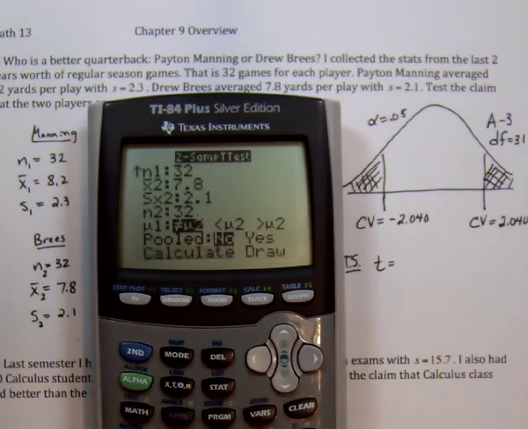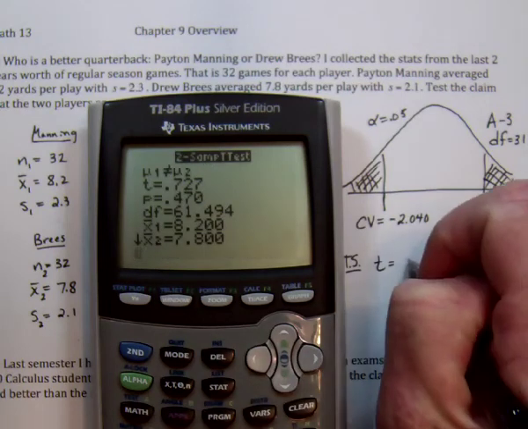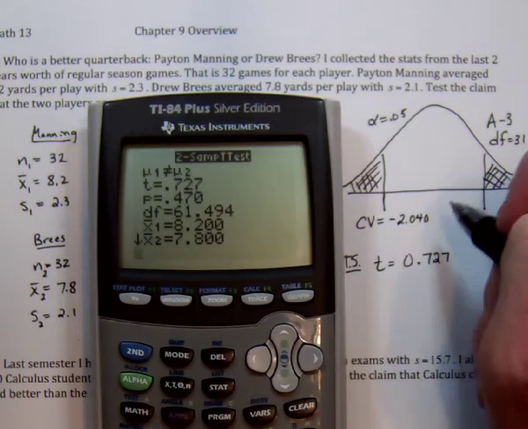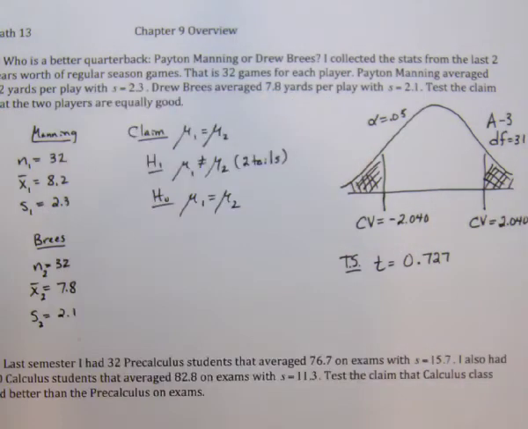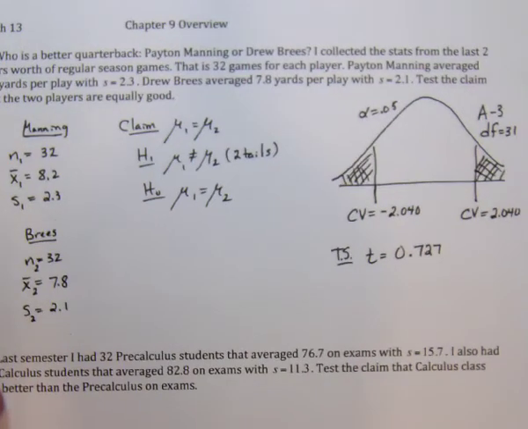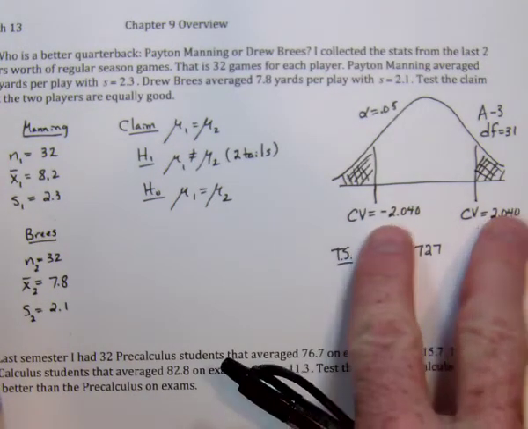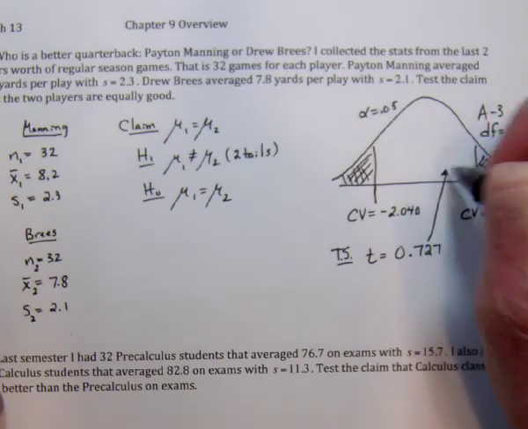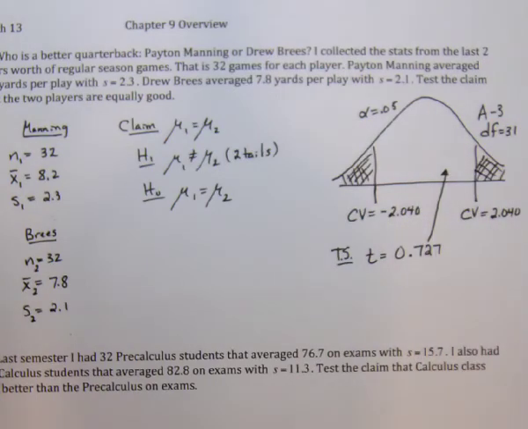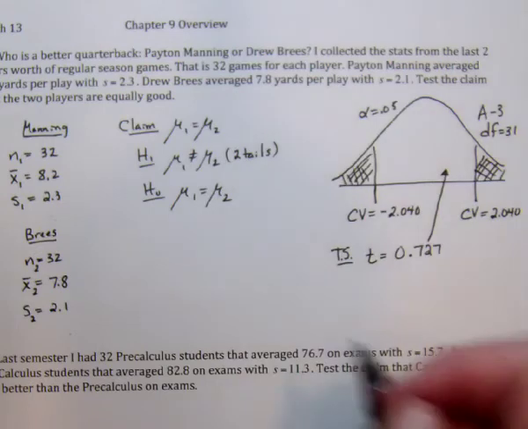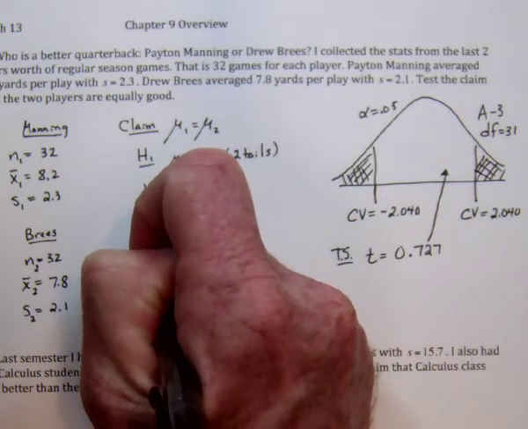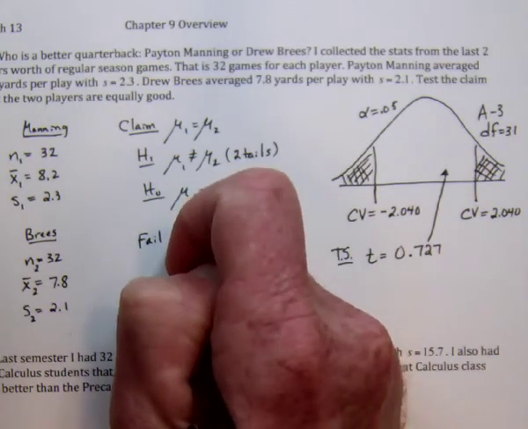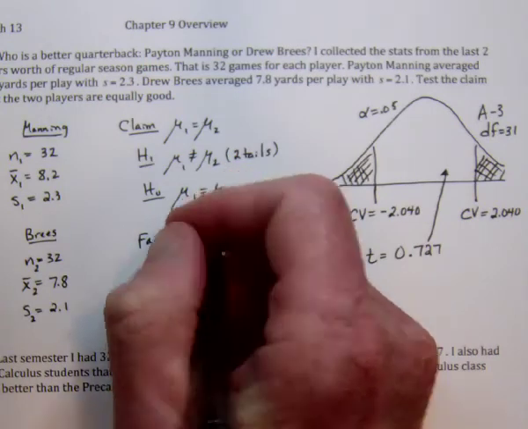And then calculate. So it turns out that t is 0.727. That, when you look at these values, actually lands in between, although slightly to the right, but it means that we failed to reject. So in other words, we did not prove anything. We cannot prove that one player is better than the other based on these statistics.